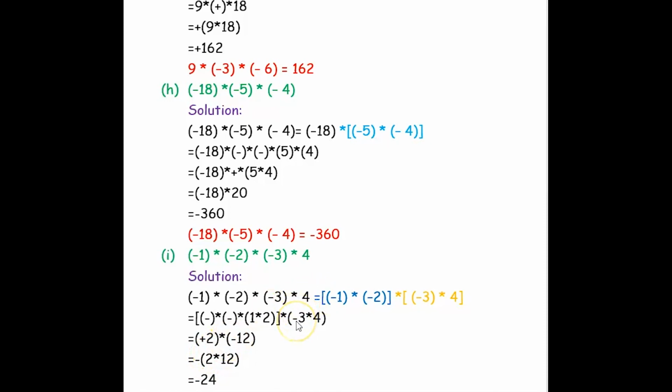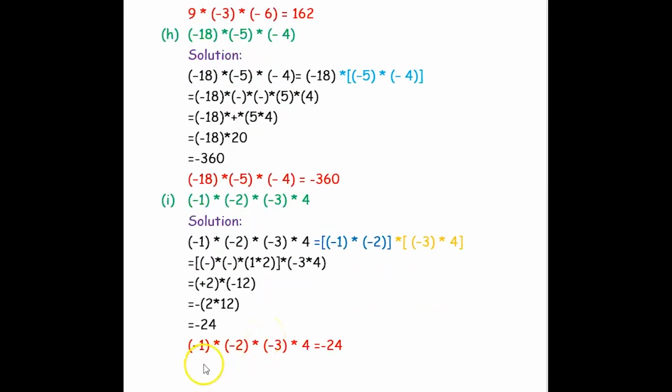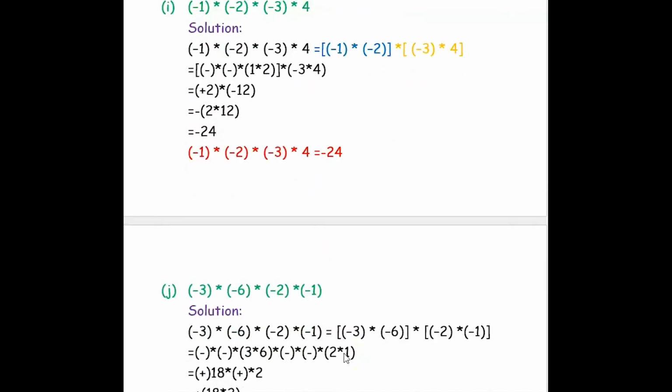So one negative integer with one positive integer will give you a negative integer. So 2 into negative 12. Again we have only one negative integer here. So it's preceded with a negative sign, and 2 into 12 is 24. So it's negative 24. So thus negative 1 into negative 2 into negative 3 into positive 4 is negative 24.